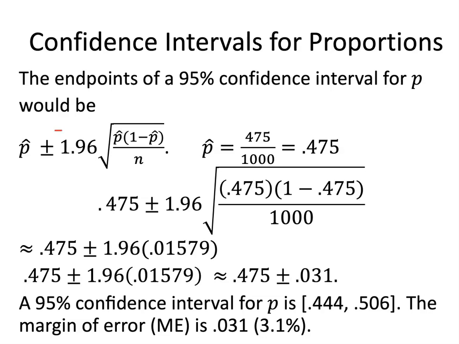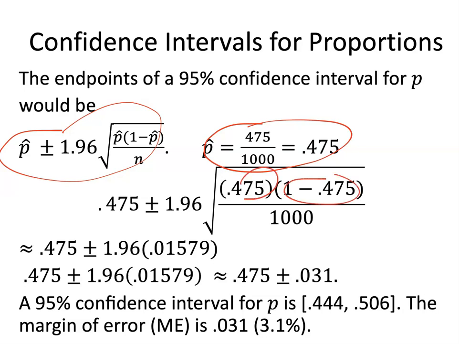So here's our formula. Let's plug in what we know. P hat, that's the estimate of p. It's 475 divided by 1,000, 0.475, because of the 1,000 people we surveyed, 475 say they plan to vote for Taylor Swift. So that's p hat. We've got 1.96. P hat is over here. 1 minus p hat is over here. n, the number of people in the sample, is there. So when we grind this out, we end up with 0.475 plus or minus 1.96 times 0.01579. And 0.475 plus or minus 1.96 times 0.01579 is roughly 0.475 plus or minus 0.031.